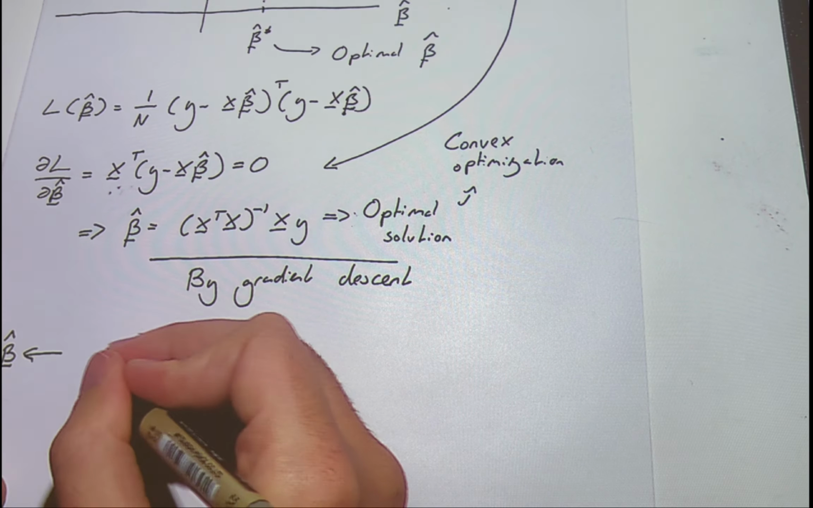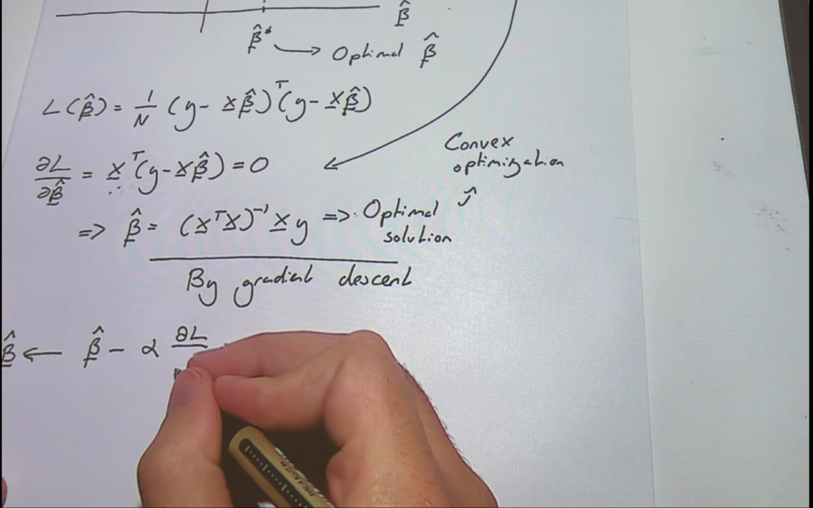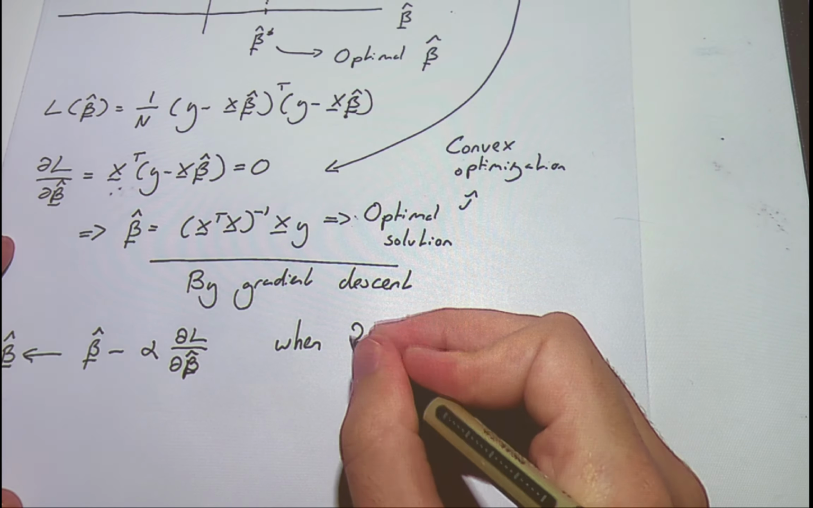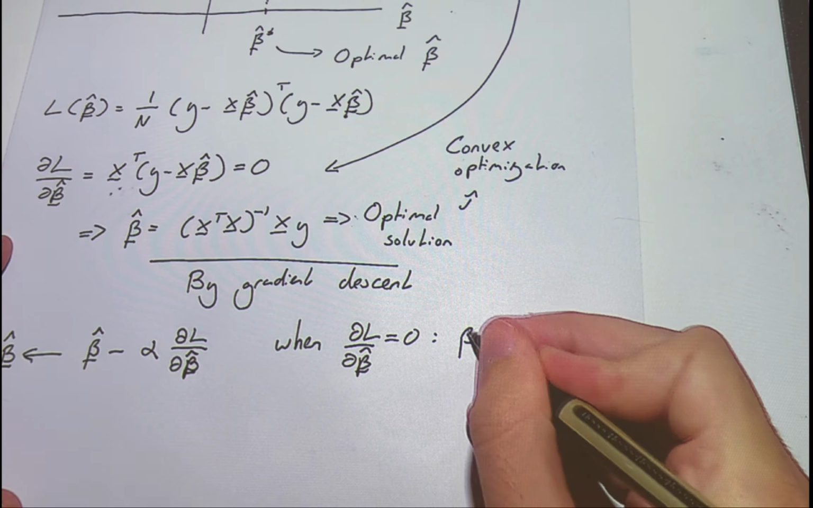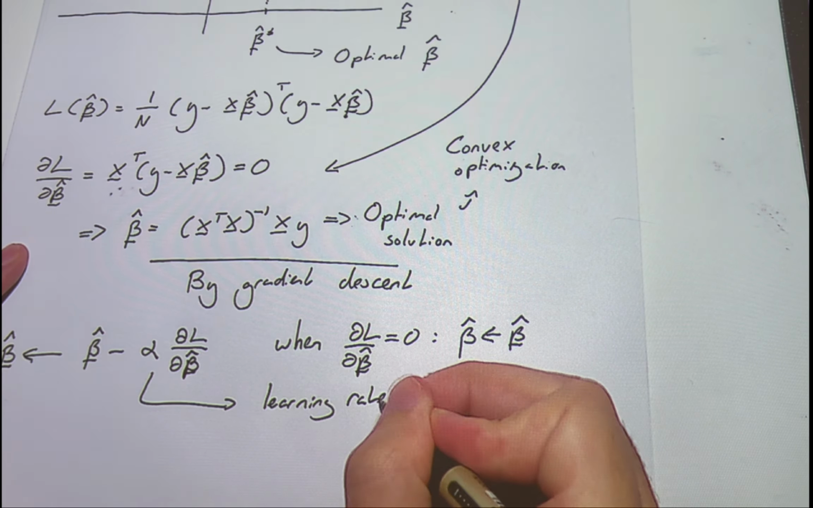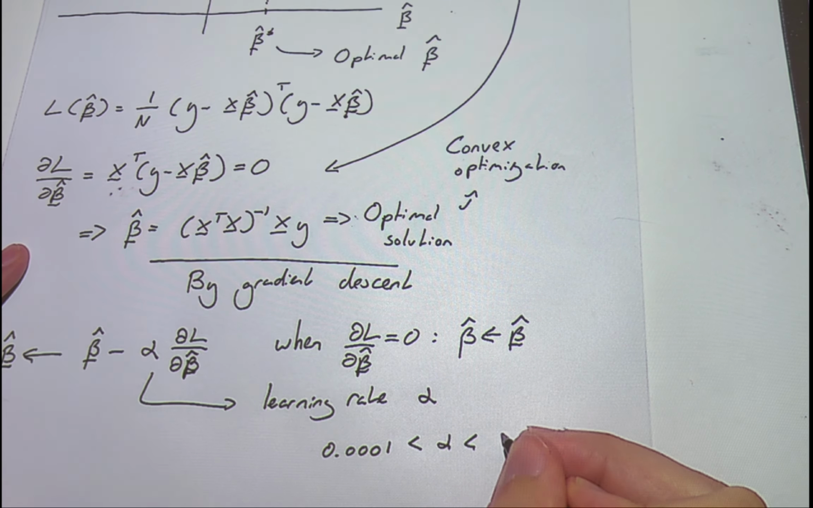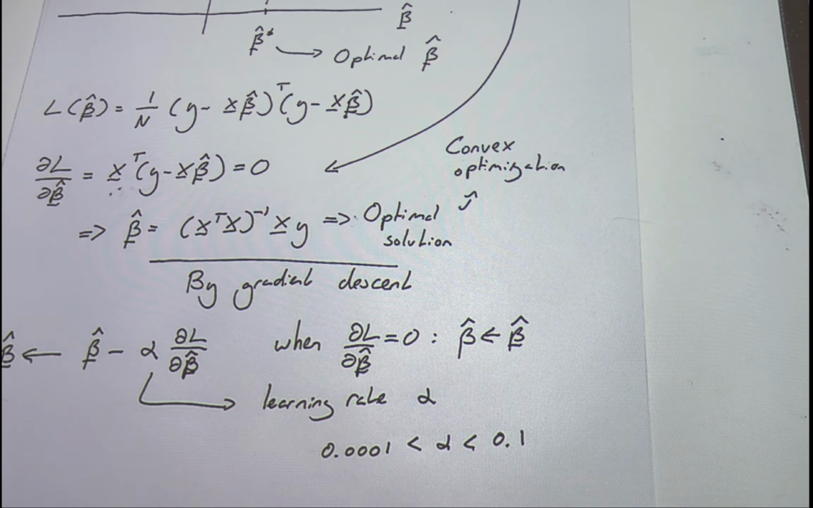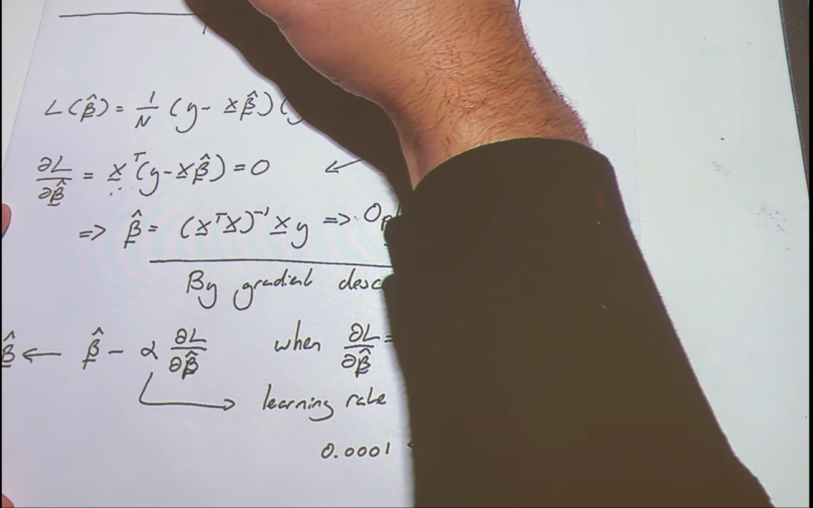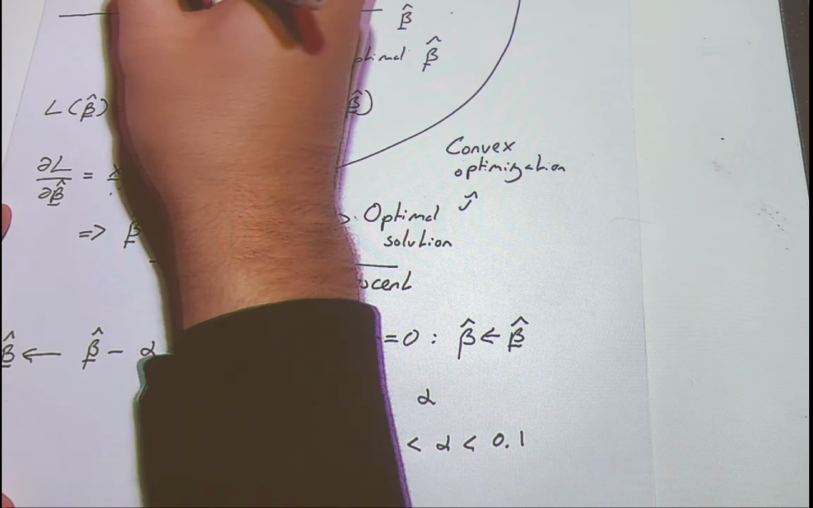We could also do this by gradient descent, in which we would update beta to a value of beta minus a learning rate, and we would multiply by the partial derivative with respect to beta at that point. And this would work as well. And if you want an insight into why this works, you can see that when we take the partial derivative of the loss function with respect to beta, if that is equal to 0, beta just gets mapped onto itself, which also corresponds to the optimal beta. And for reference, usually we set the learning rate to be between 0.001 and 0.1.